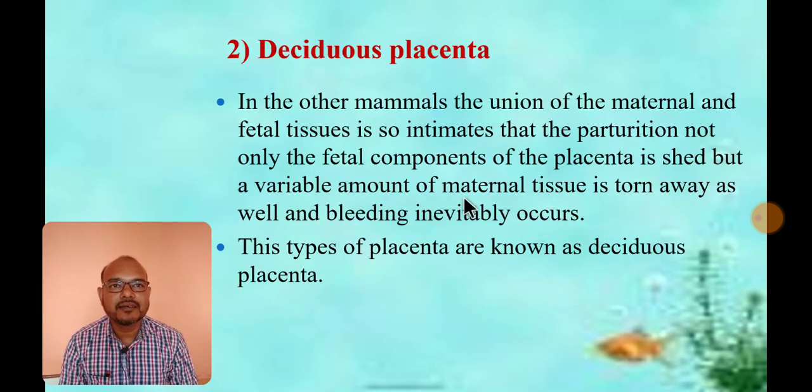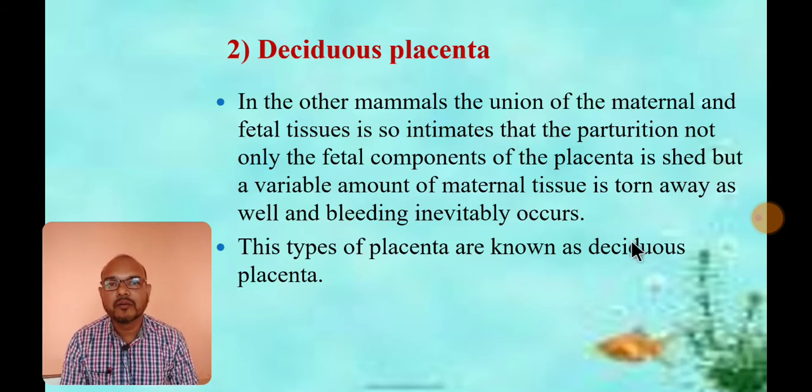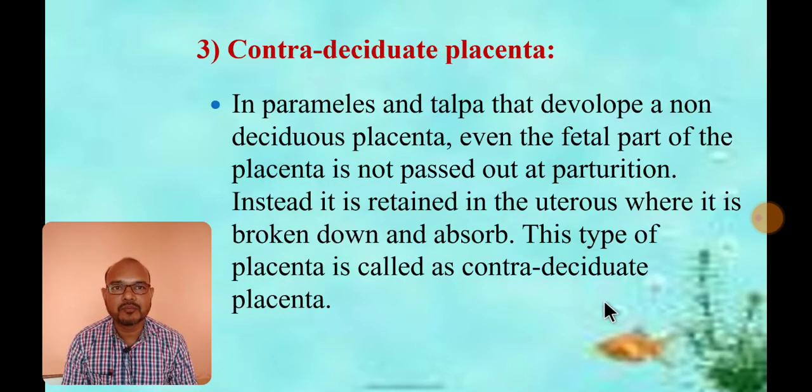In the second, the deciduous placenta. In the other mammals, the union of the maternal and fetal tissues is so intimate that at parturition, not only the fetal components of the placenta are shed, but a variable amount of the maternal tissue is torn away, and bleeding inevitably occurs. These types of placenta are known as deciduous types of placenta.